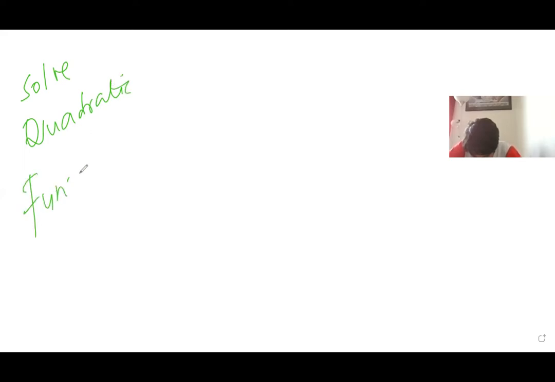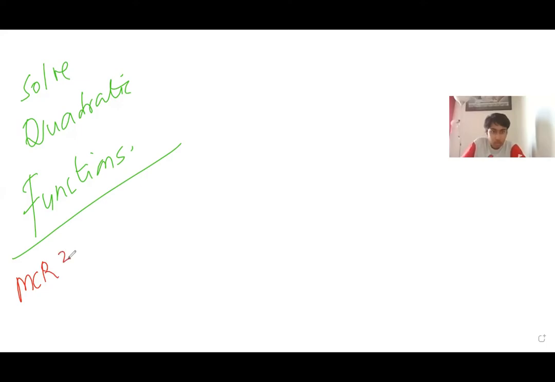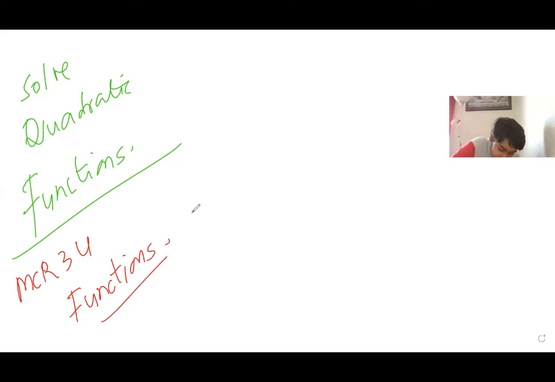Very good. Now let's see how to solve quadratic relations. We can use the word functions also. Remember in grade 11, you're doing the course MCR3U, where the first chapter is functions. Quadratic functions and linear functions are the very first functions you are going to learn. So all this will be very handy when you enter the next grade within a couple of months.